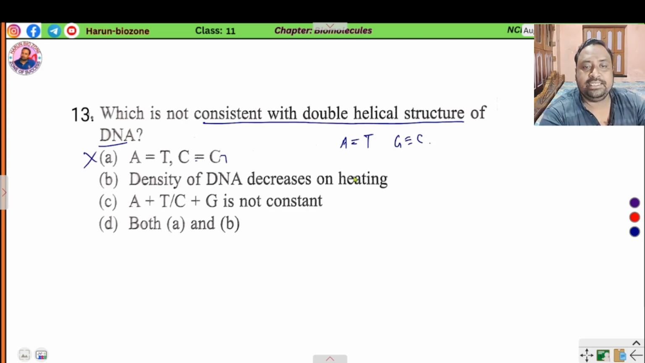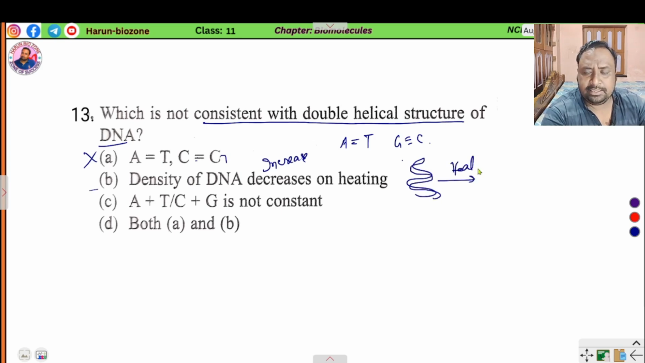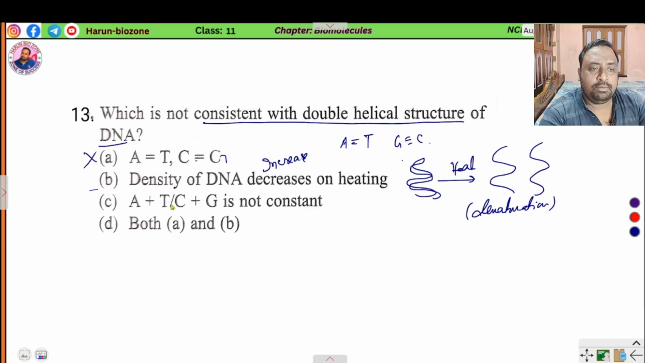Density of DNA decreases on heating. No, the density of DNA always increases on heating, because when DNA is heated, suppose this is DNA, it denatures and produces single strands of DNA. So it is called denaturation. During denaturation, the concentration of DNA increases. Adenine plus thymine is not constant.